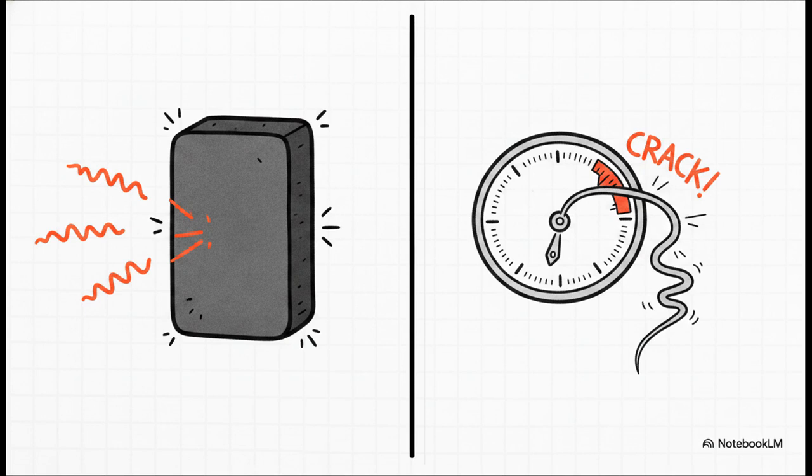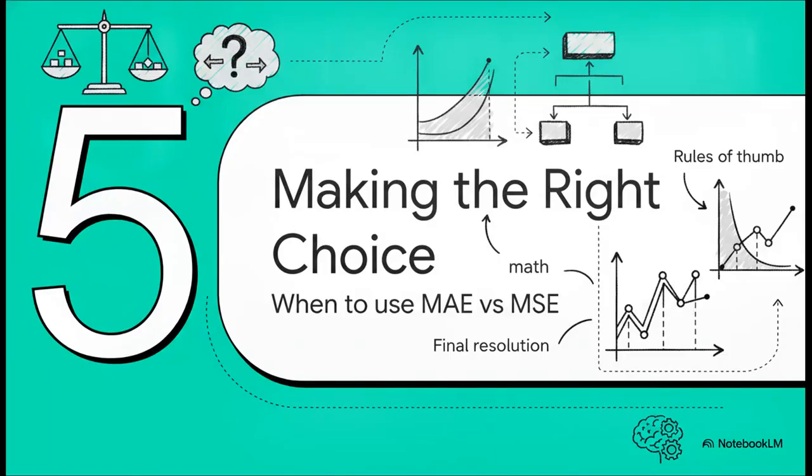So the crucial point here is this. Your choice of loss function directly dictates how sensitive your AI is going to be to abnormal data. MAE's lack of sensitivity makes it highly robust to outliers. MSE's extreme sensitivity, though, means outliers will skew your entire system significantly. Let's wrap it up with Section 5, making the right choice.